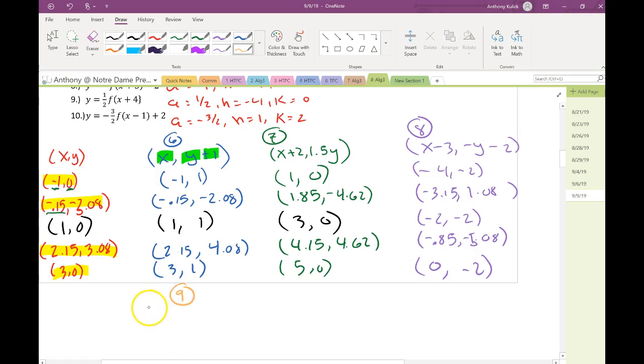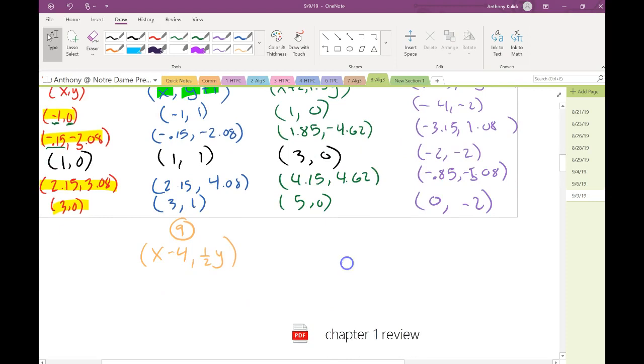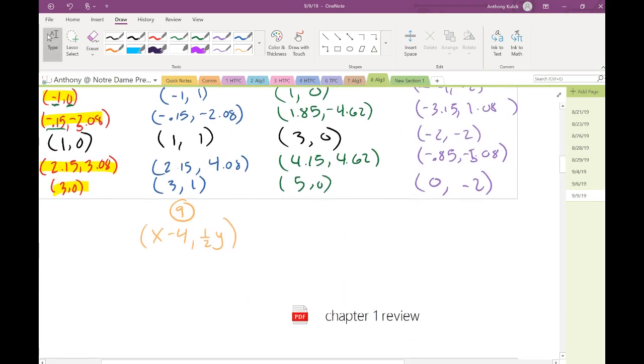For 9, I'm going to have x minus 4, 1/2 y, and then plus 0 doesn't really matter. So I'm going to have negative 5, 0, and then negative 4.15, comma, negative 1.54. And then negative 3, 0, and then negative 1.85, positive 1.54, and then negative 1, 0.